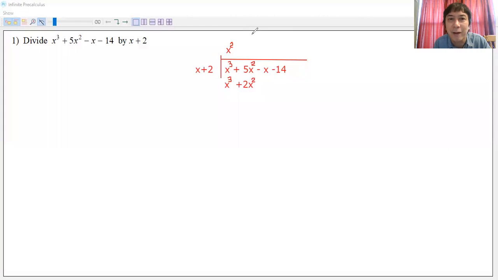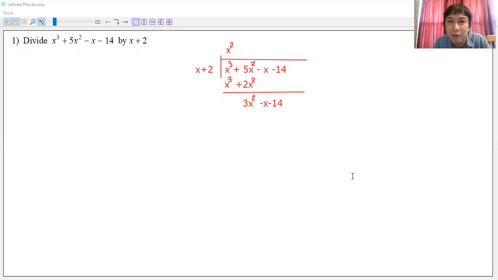At this point, you're going to perform subtraction, just like in ordinary numerical division. So x cubed minus x cubed gives 0. 5x squared minus 2x squared gives you 3x squared. The next line will be 3x squared. Then the negative x minus 14 will just be brought down, so it will be a continuation: minus x minus 14.